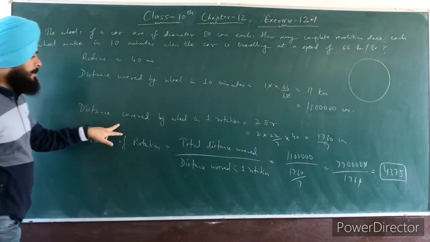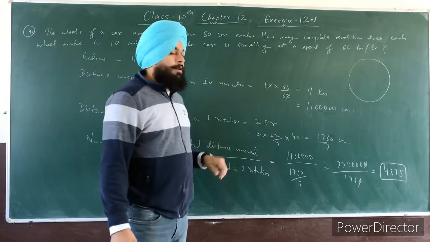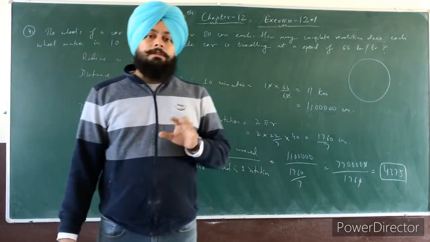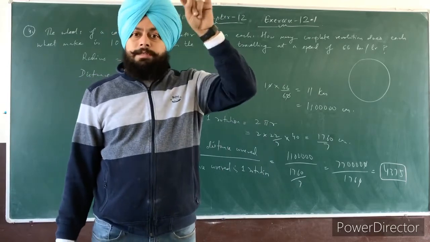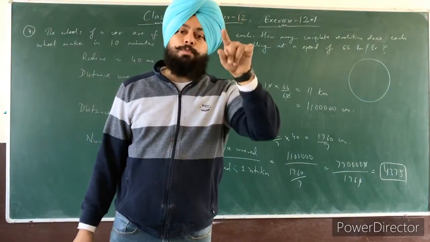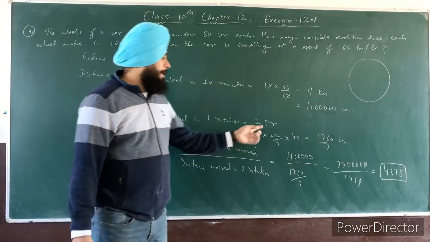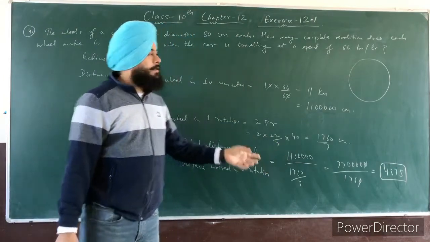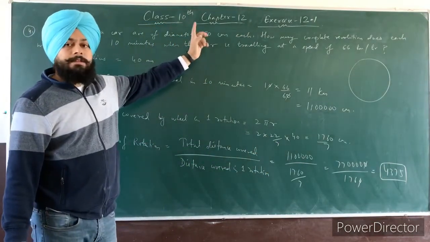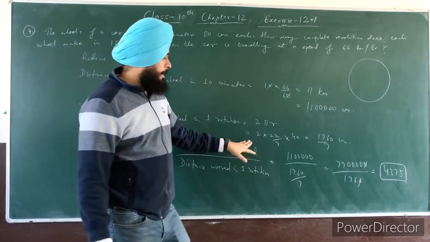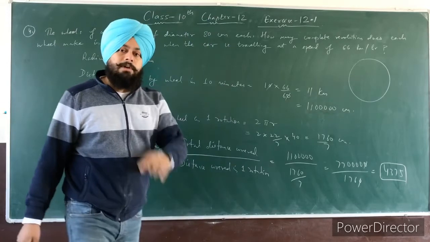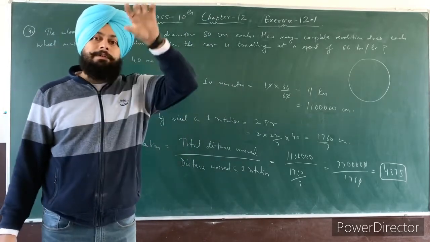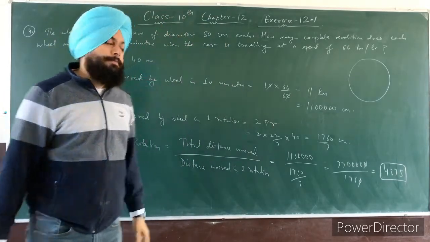Next, distance covered by wheel in one rotation. In one rotation, the distance covered by wheel is how much? It means one circumference. So one circumference is 2 pi r, and the value of pi is here 22 by 7. The diameter is 80, therefore radius is 40. So it is how much? 1760 by 7 centimeter. It means in one rotation they cover 1760 by 7 centimeter.